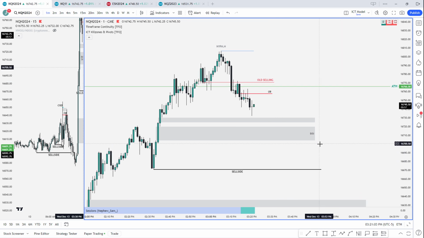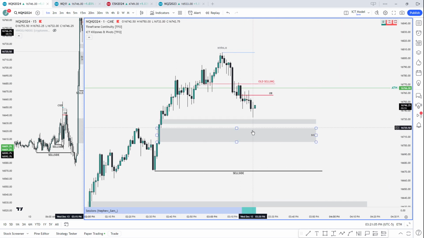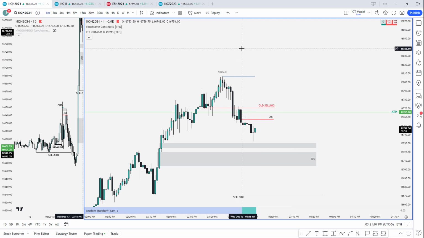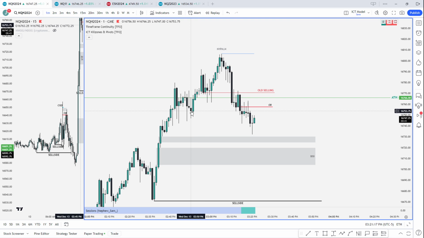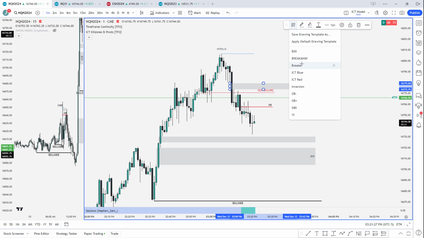Yeah, I wouldn't expect a dip into discount like we just got and then reversal all the way back up. Can also see the old selling over here. So if we fail to put a candle body above this old selling, which we may do here, but I would also like to see this used as a breakaway gap, preferably.